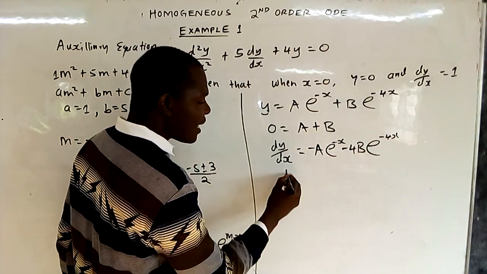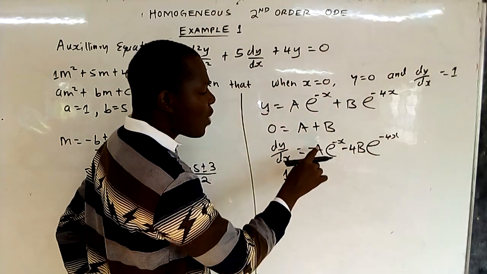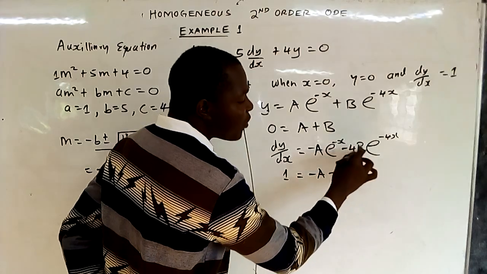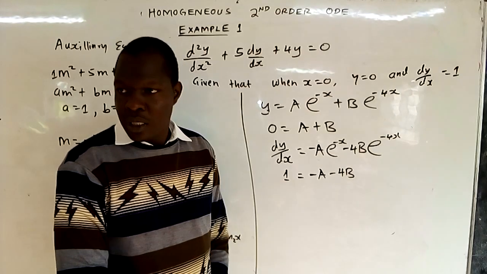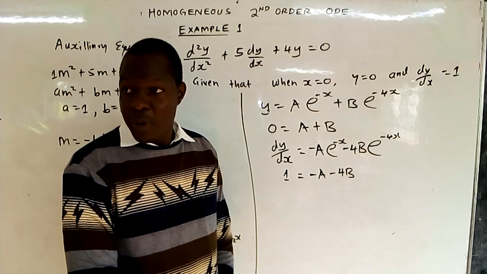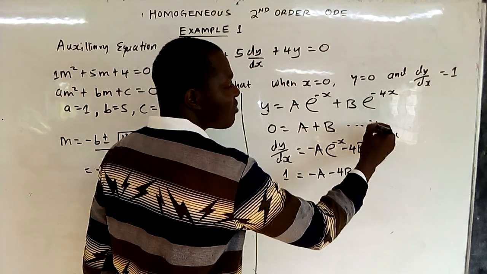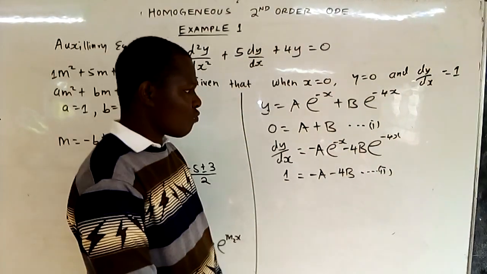So if you put 1 here, what do we have? Exponential 0, anything raised to 0 is 1. You remain with minus a minus 4b. Remember, exponential 0 is 1, isn't it? Are we together there? So we now have the two equations. That is the first equation, that is the second equation. Are we together?